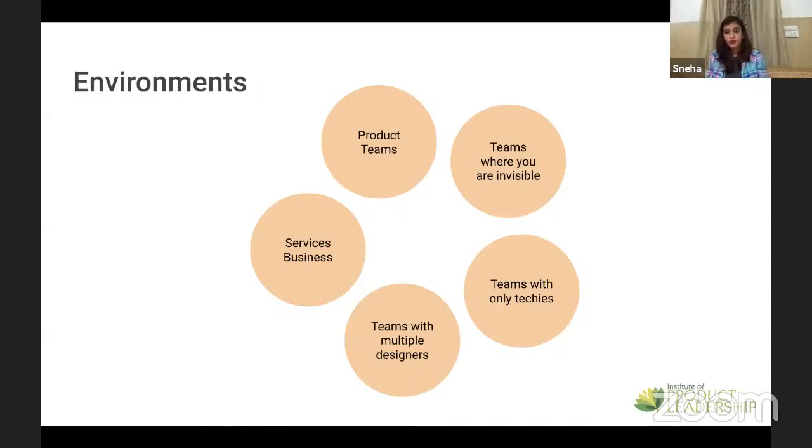And teams where you're invisible because you're new, or you're doing a very small piece of the product, or whatever the situation could be. Again, put all of this together, present it to the team, build that rapport, build that relationship, start sharing what you think about everything.